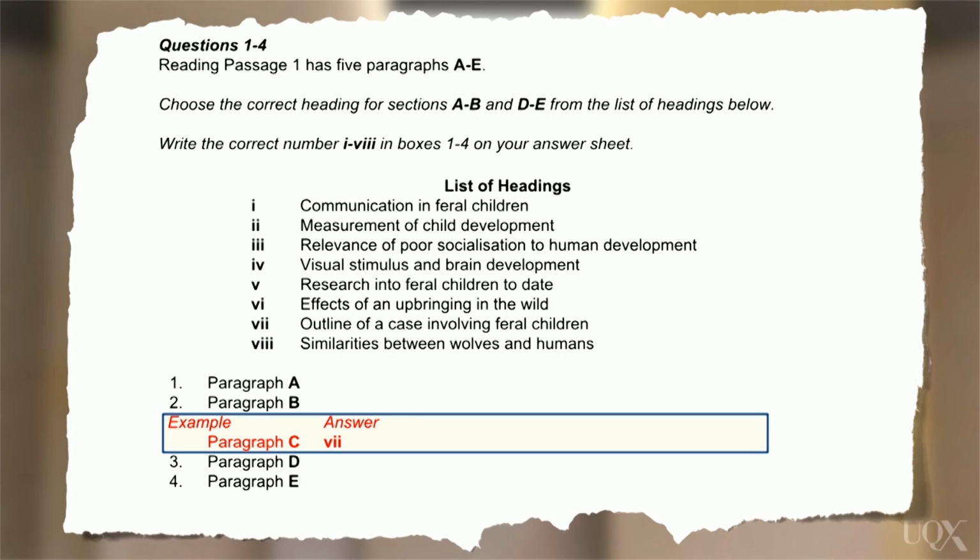So, as you can see, in this example, the reading passage has 5 paragraphs. You need to choose the correct heading for each paragraph from the list of headings. There are 8 headings, so you don't need to use all of them. As you'll also notice, there is an example heading given for paragraph C.